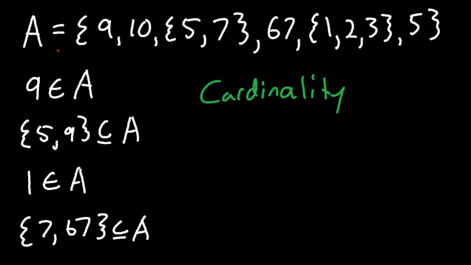Well, the cardinality of set A is 1, 2. Here's the thing. This entire set counts as one element. So this is 3, 4, 5, and 6. So the cardinality of set A is 6 because there's 6 unique elements in set A.